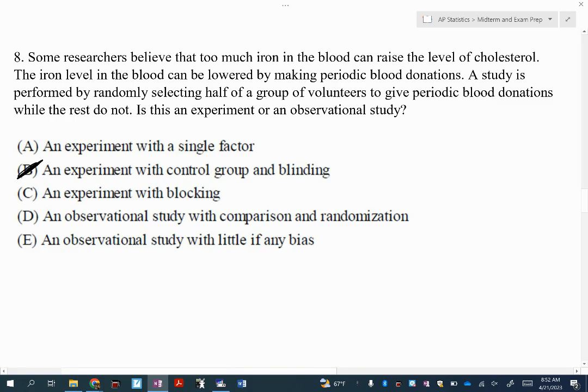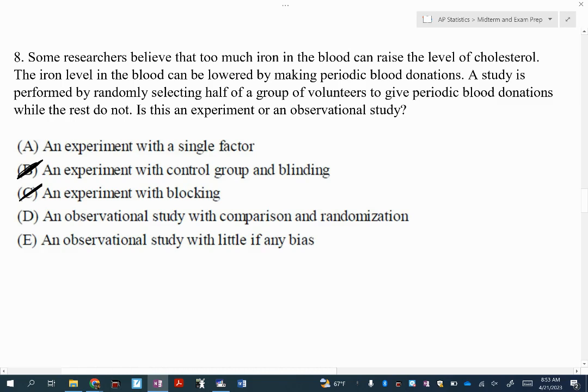The way I always think of blocking is, are they separating them first and then deciding to run the experiment? Let's see. Oh, it just says they're randomly selecting half of the group to give donations and the other half do not. So that's not blocking. They're not saying, first we're going to take everyone over the age of 30, put them in this group, and under the age of 30 in this group, and then we'll run it. They're not doing that. So it's not blocking.